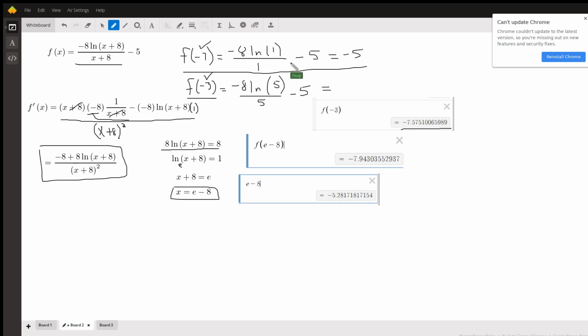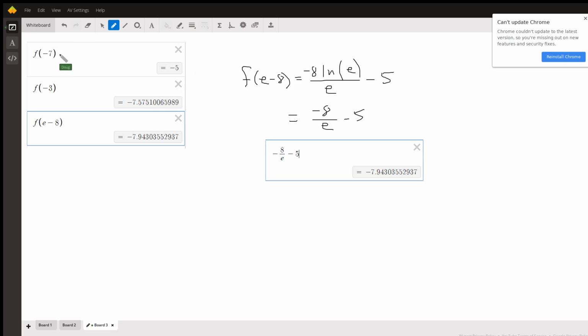F of -7 is -5. F of -3 is about -7.57. And f of e minus 8 is -7 point. So this is the absolute min here. And this is the absolute max occurring at -7. To summarize, this is the max. This is the min.